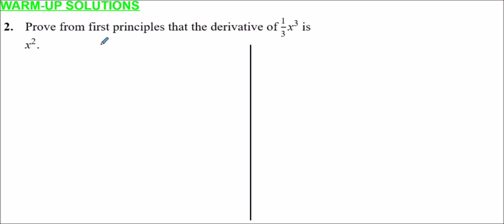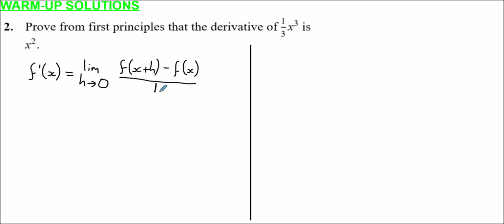Question 2, prove from first principles that the derivative of 1/3 x cubed is x squared. So what we need to do here is to recall the definition of the gradient function. The gradient function is the limit as h goes towards 0 of f of x plus h minus f of x all over h. So if we have a look here, what is f of x?